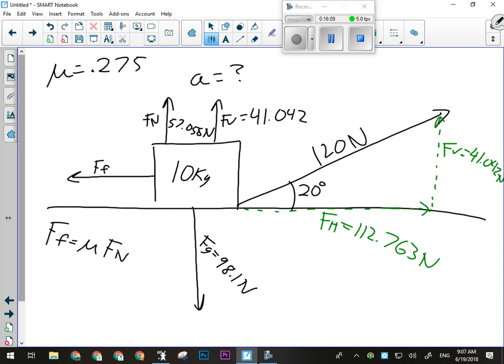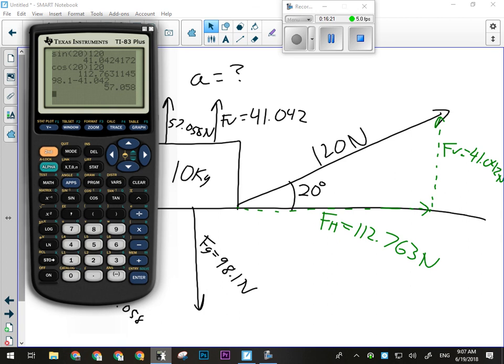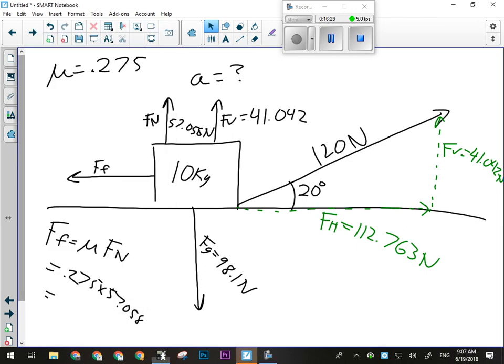Okay, now that I know that, I can calculate force of friction. So I'm going to go 0.275 times 57.058. All right, so we're going to have 15.69 newtons worth of friction.